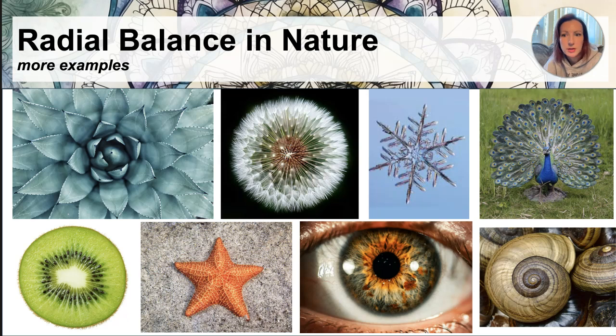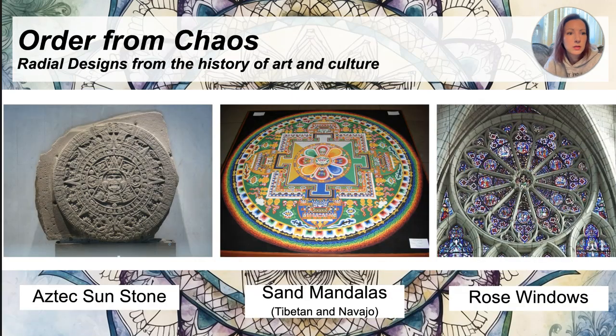There are countless examples in nature that you can find. Snowflakes have radial balance. Dandelions, plants, shells, our eyes and our iris have radial balance. So using this is a way to create order. So nature and humanity have used circular designs, radial balance, to organize our world.